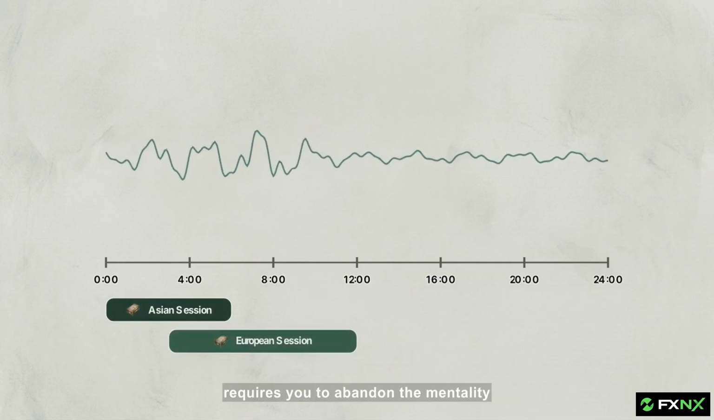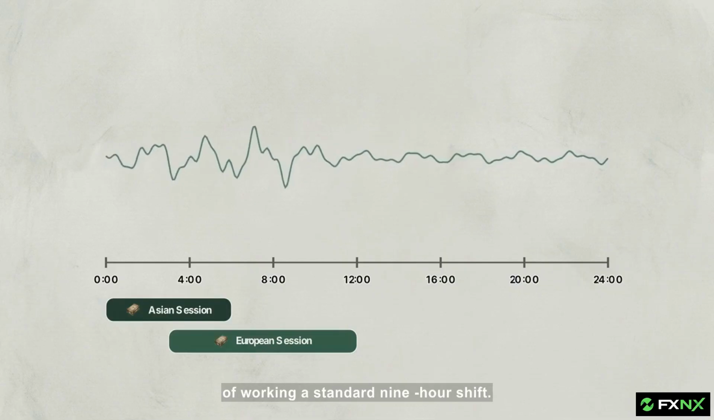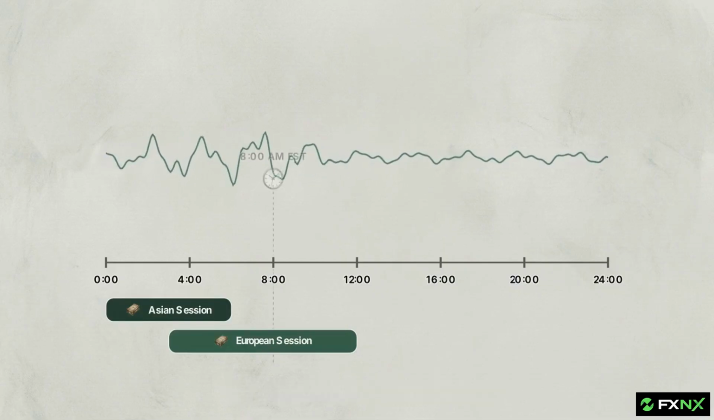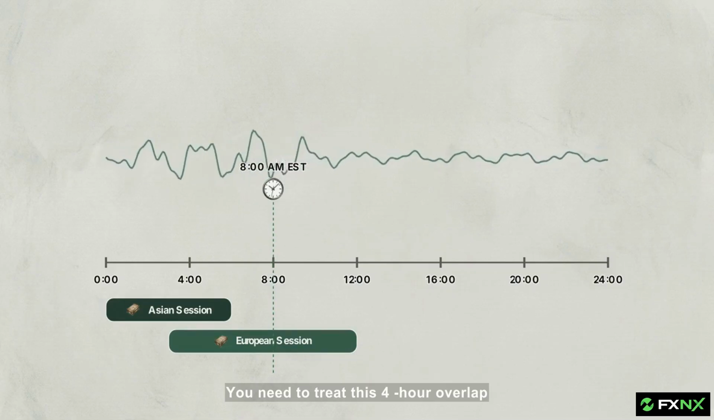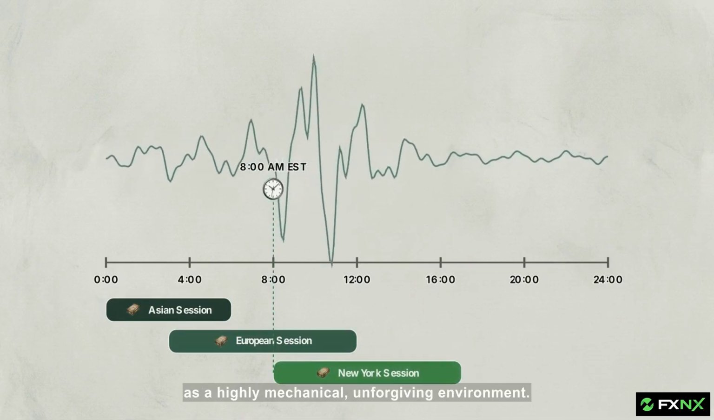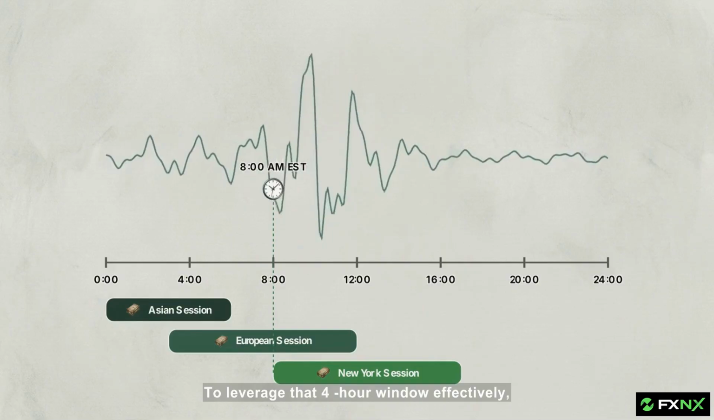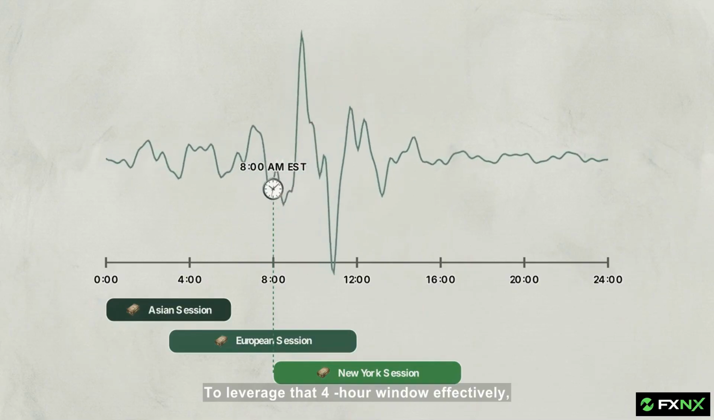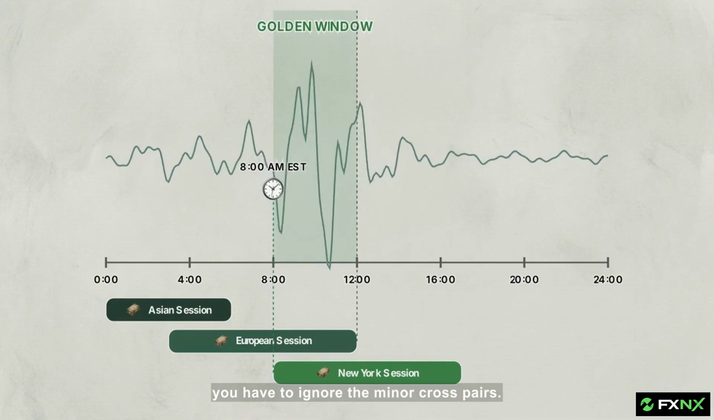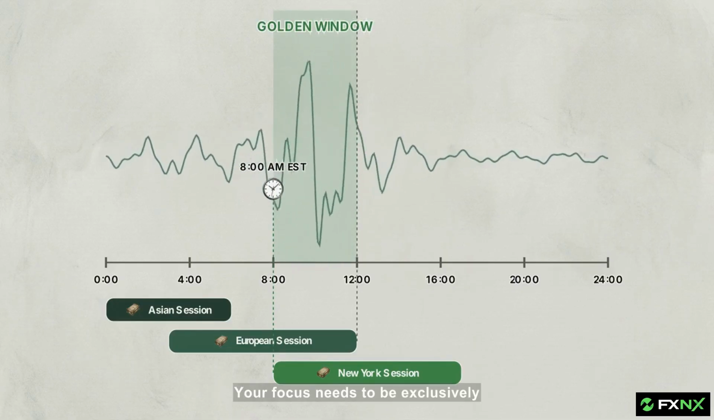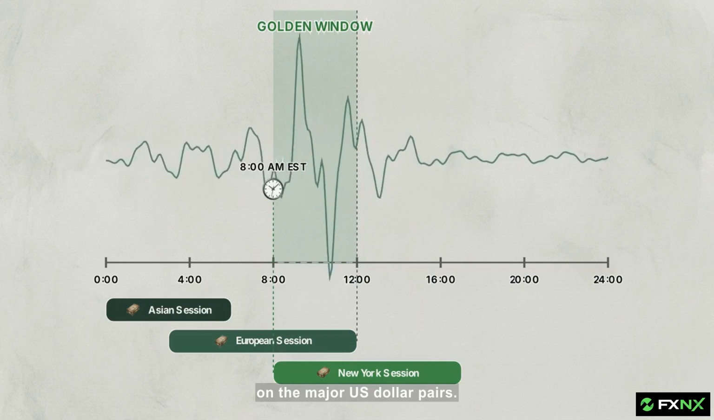Surviving the New York session requires you to abandon the mentality of working a standard 9-hour shift. You need to treat this 4-hour overlap as a highly mechanical, unforgiving environment. To leverage that 4-hour window effectively, you have to ignore the minor crosspairs. Your focus needs to be exclusively on the major US dollar pairs.